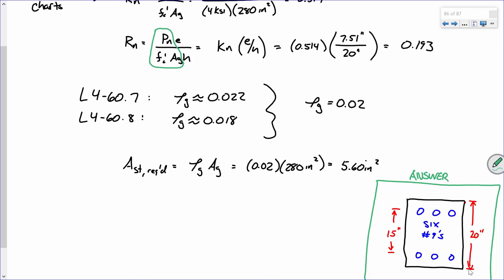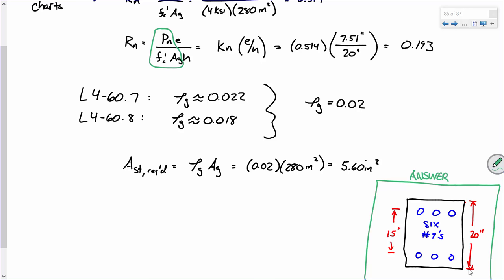So, using the beam column charts, you're shaking your head. This is, all right, hold on, so bear with me. Using our beam column charts, we interpolated and got a rho of 0.02. So the amount of steel that needs to go into this section is 0.02 times 280, or 5.6 square inches.